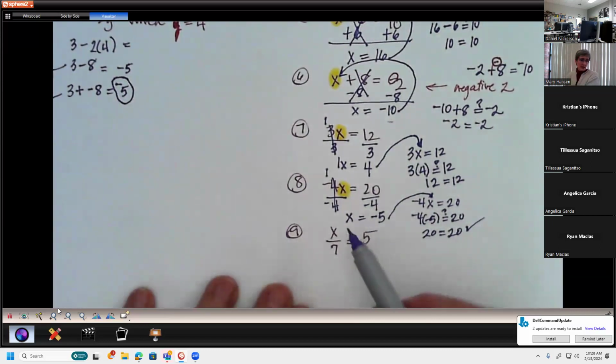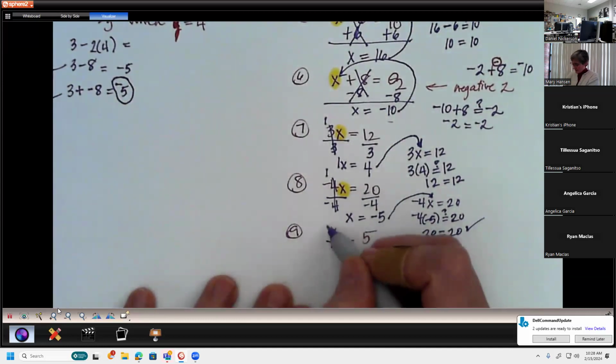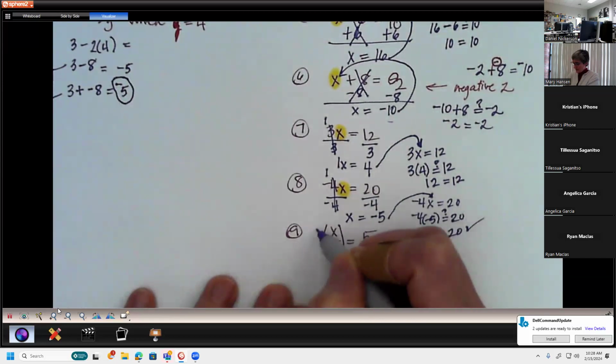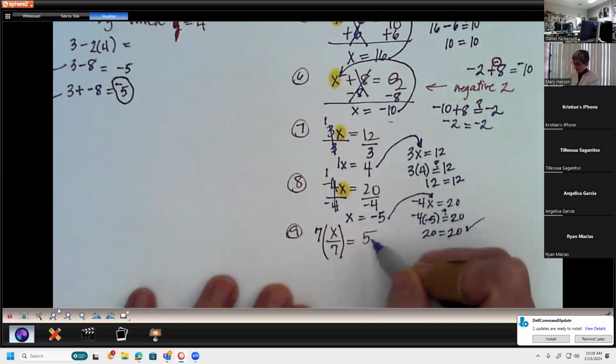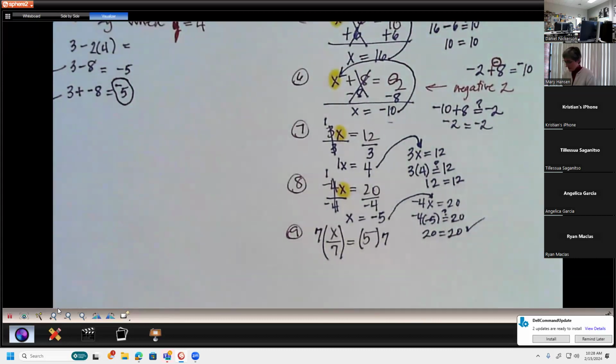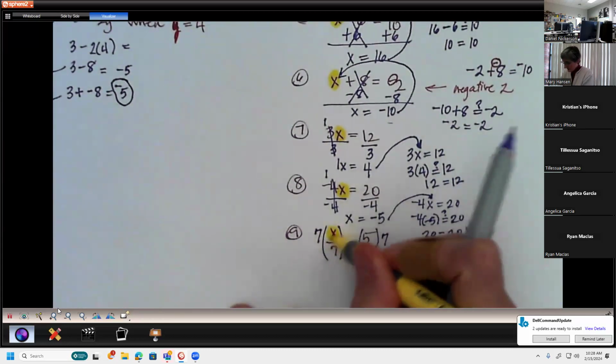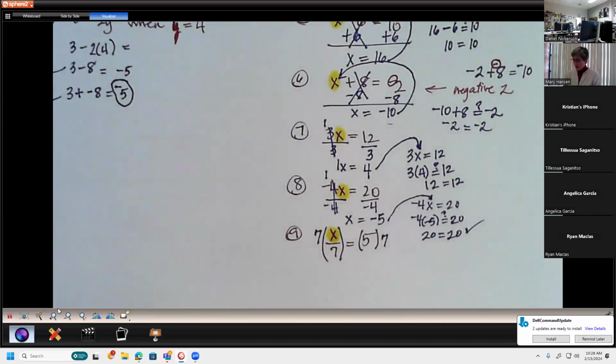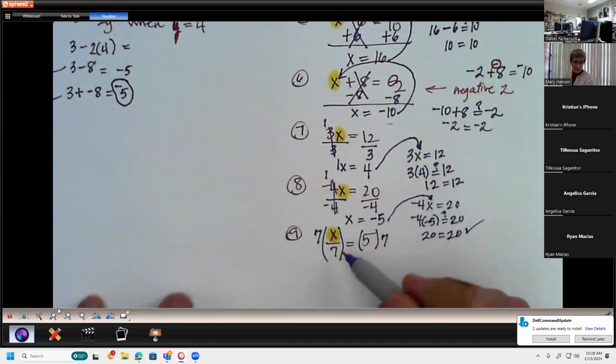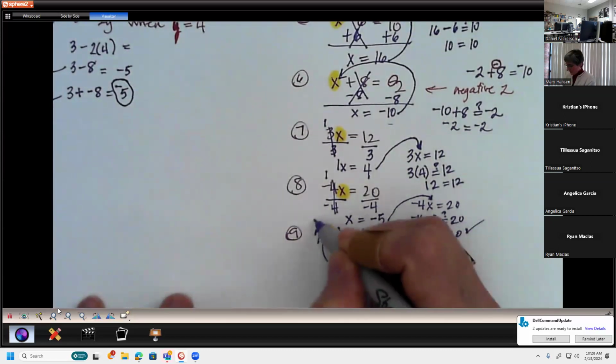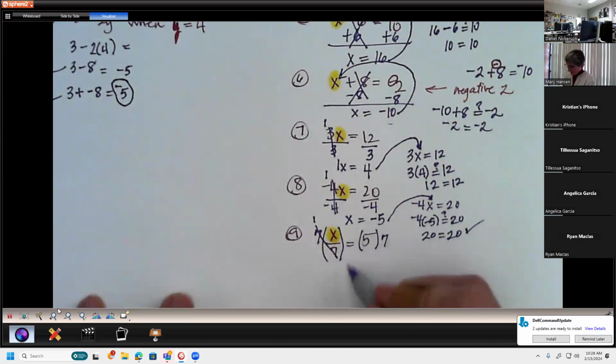And then number 9, the variable is being divided by 7. And the opposite of dividing by 7 is multiplying by 7. Whatever I do to the left, I do to the right. Okay. I still have 7 divided by 7, which makes 1. And so I'm left with x equals 5 times 7, which is 35.